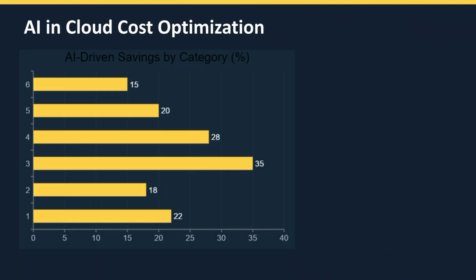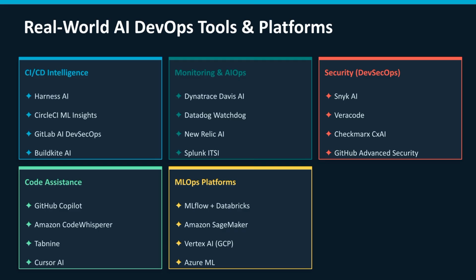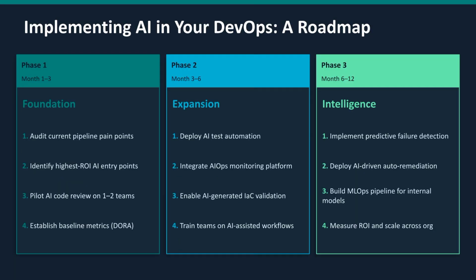AI significantly drives cloud cost optimization, with an average cloud cost reduction of 35% using AI tools. AI can recover billions in wasted cloud spend and is rapidly being adopted for cost governance. Many real-world AI DevOps tools and platforms are available across key categories. These include tools for CI/CD intelligence, monitoring and AIOps, security, code assistance like GitHub Copilot, and MLOps platforms.